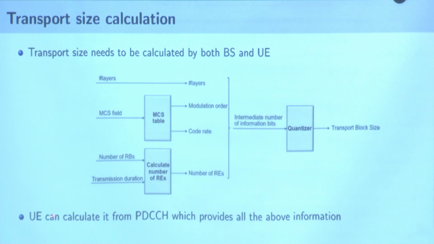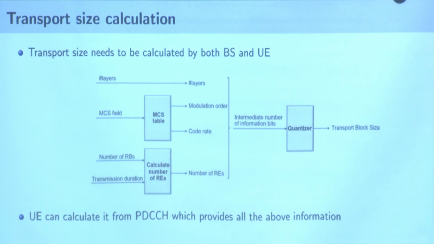So now what are we saying here? The base station has this information, of course. And the UE can calculate it from the PDCCH, which will provide all this above information. So the same information needs to be sent to the user also, so that it can calculate the transport block size. The same formula which is used at the base station has to be used at the UE side also to calculate the transport block size.